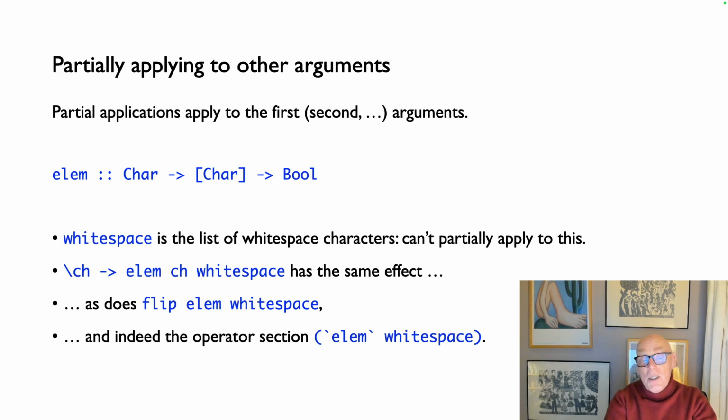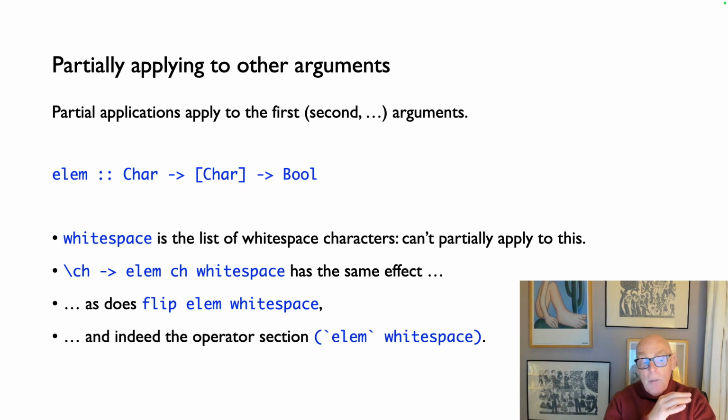There are in fact three nice alternatives here. The first is to define the function explicitly that says lambda ch, apply elem to ch and whitespace. So that's the function that takes a character to elem applied to that character and whitespace. Alternatively, we can flip the function elem so it takes the two arguments in the opposite order and then partially apply it to whitespace. Or as a third thing, we can turn it into an operator section by putting elem in back quotes and then applying it on the right hand side to whitespace.